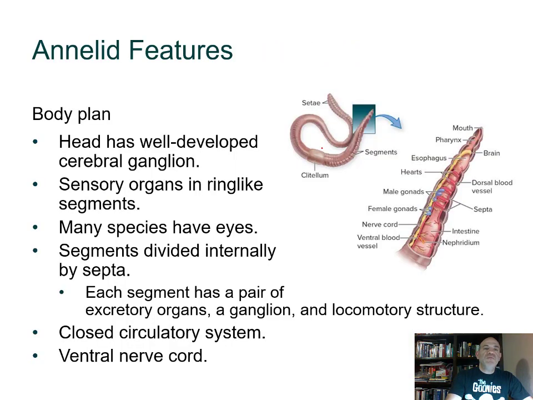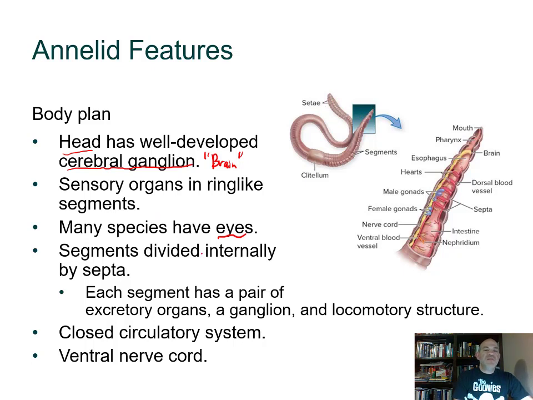Looking at the features of annelids in general, for their body plan, they do have a well-developed head, so there is cephalization. They have a cerebral ganglion, which is their brain, and that's really what our brain is: just a big collection of a lot of nerve cells. They have sensory organs in the ring-like segments, and many species do have eyes. The earthworm does not, because it typically lives underground.